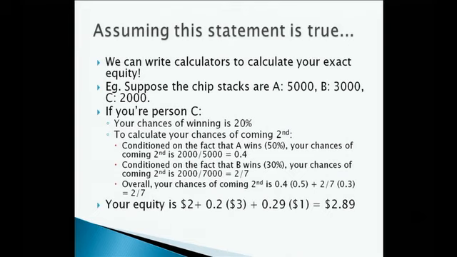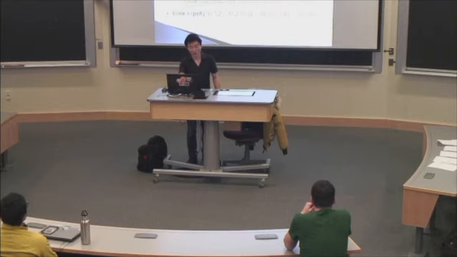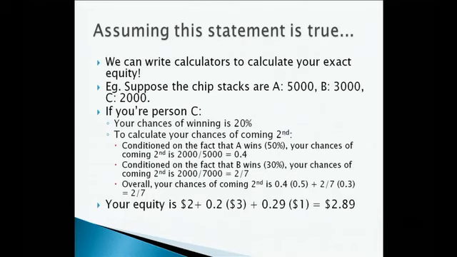Does that make sense? So player A has 5,000 chips. So between you, who's player C, and player B, there's 5,000 chips in total, and you've got 2,000 of those. So it's 2,000 over 5,000, so it's 0.4. And then if player B wins, then your chances of coming second is 2,000 over 7,000. So overall, your chances of coming second is just 50% times 0.4 plus 30% times 2/7, which equals about 2/7.